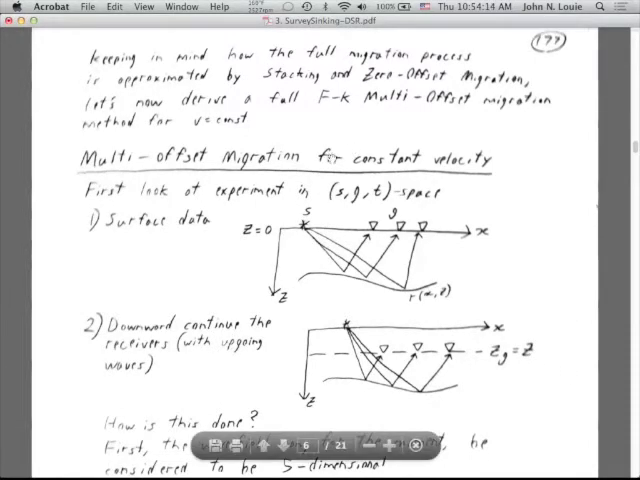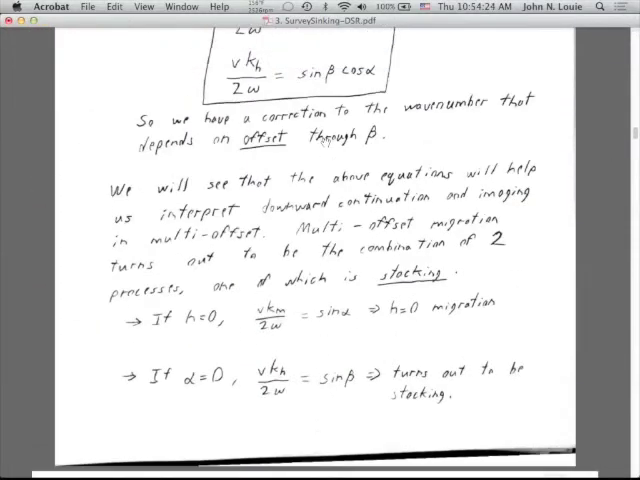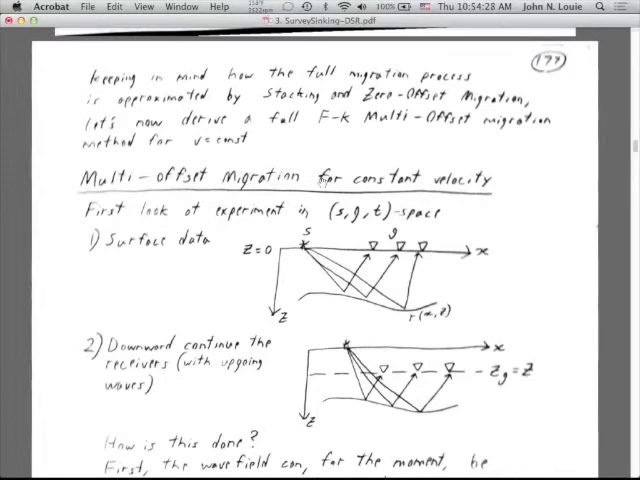Okay, so the full migration is approximated by, you know, kind of a zero order approximation of the full process, of both of these equations. We call it stacking and zero offset migration. Stacking is kind of an assumed background for this class, and zero offset migration you learned about in 706.